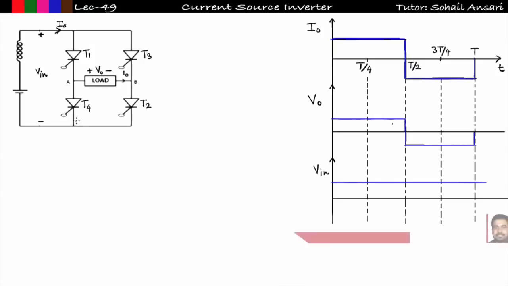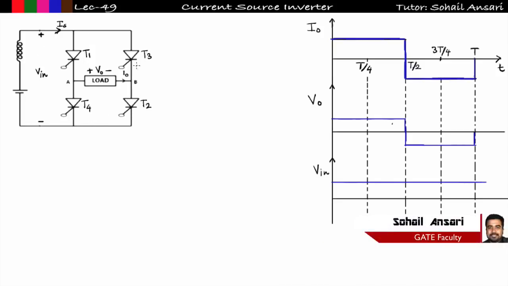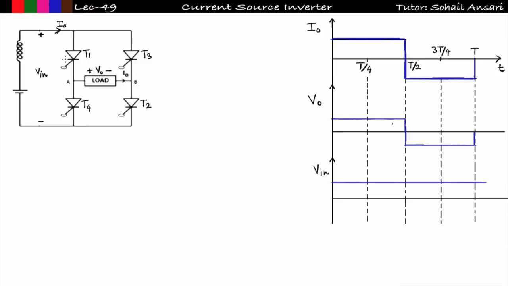This is the circuit diagram of the current source inverter. Here T1, T2, T3 and T4 are the four switches, that is the thyristor switches, and you can see that there are no anti-parallel diodes connected. Why it is not connected, I will let you know. First tell me what you mean by current source.